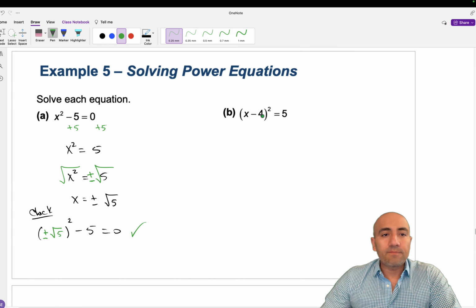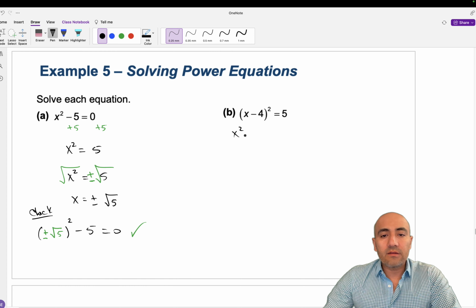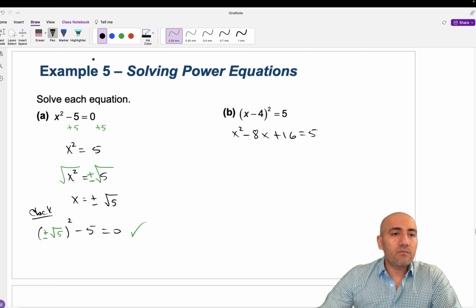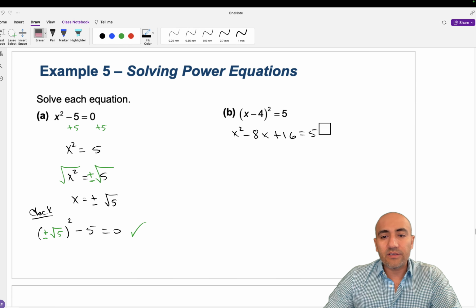Okay, what about this one? It would be tempting, I think, to go ahead and FOIL this out. I think that's the first thing people want to do. They expand this and they get x squared minus 8x plus 16 equals 5. And then maybe move this over and work that way. But you don't want to do this. Well, there's an easier way to do this. That can lead to the correct answer, so it's not wrong.